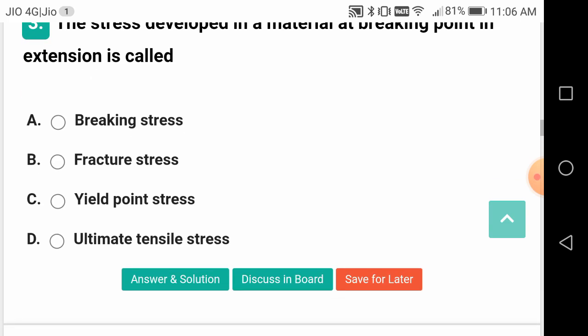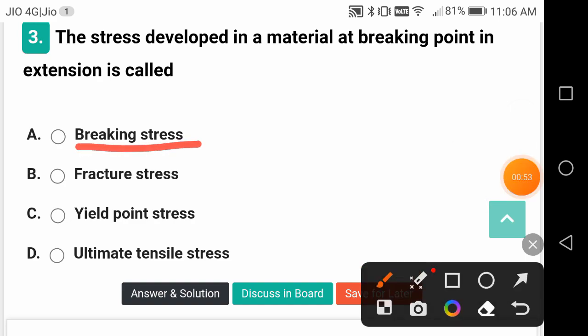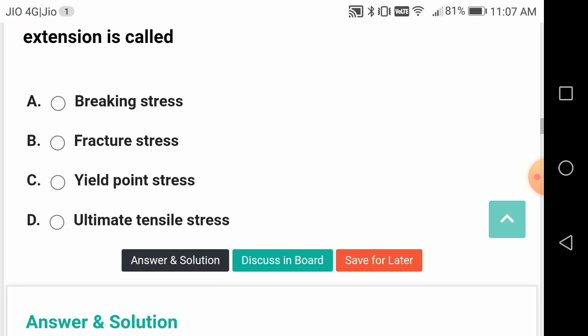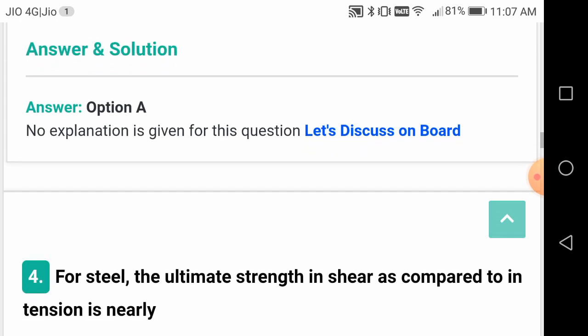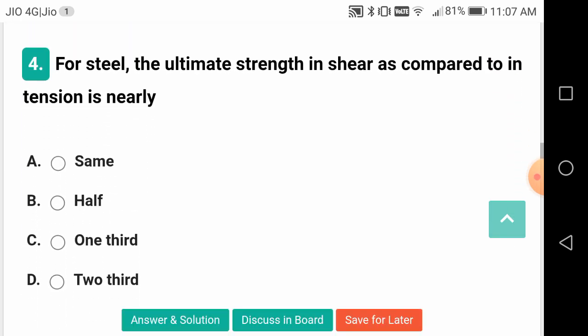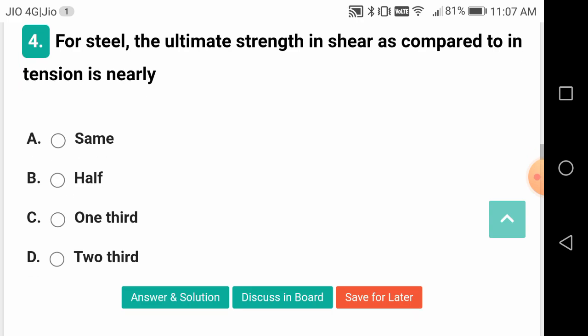The stress developed in a material at breaking point in extension is called breaking stress. Some people call it fracture stress, friends, but breaking stress is the nearest name. Yield point stress is the point at which the material goes into plastic state from the elastic state. Ultimate tensile stress is the stress at which the necking starts forming in the mild steel test specimen. For steel, the ultimate strength in shear as compared to tension is nearly half.